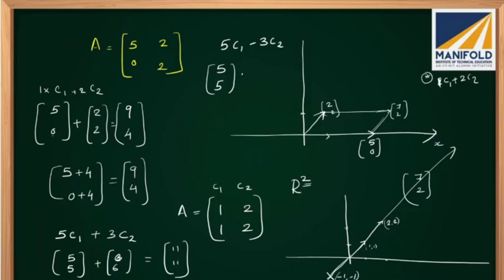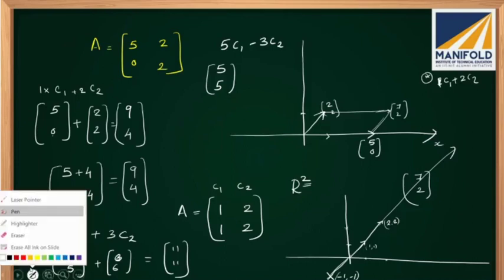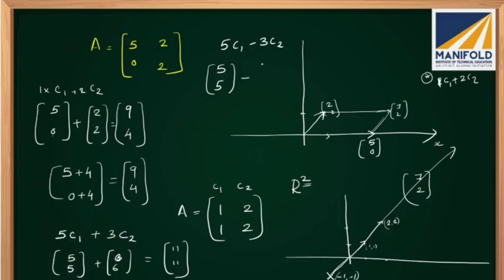Okay. So 5, 5 minus 3 times 2, 2 is 3 into 2, 6, 3 into 2, 6. So that is 6, 6, correct? So I'll get the result as -1, -1. Again, it is lying on the same line.